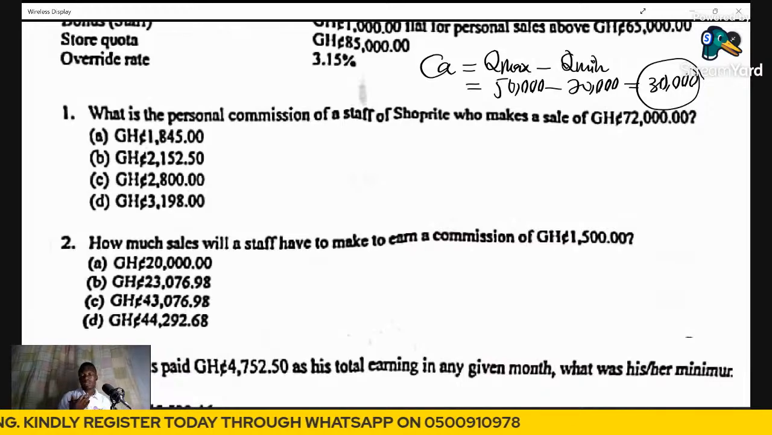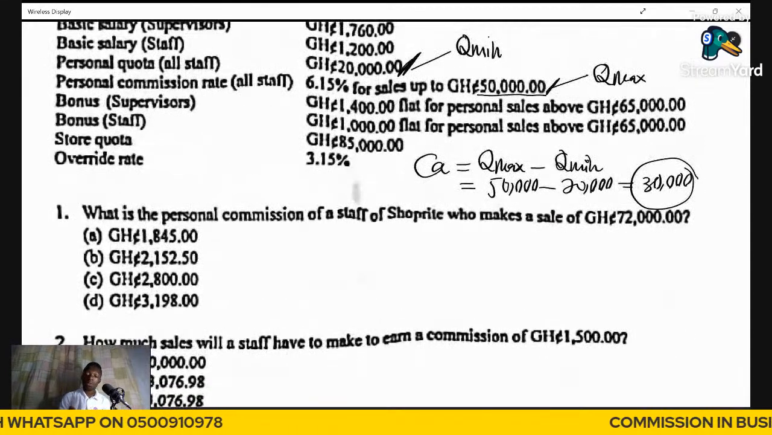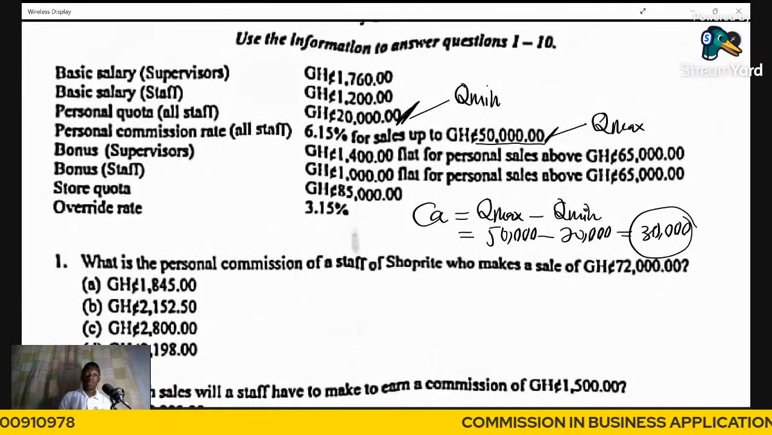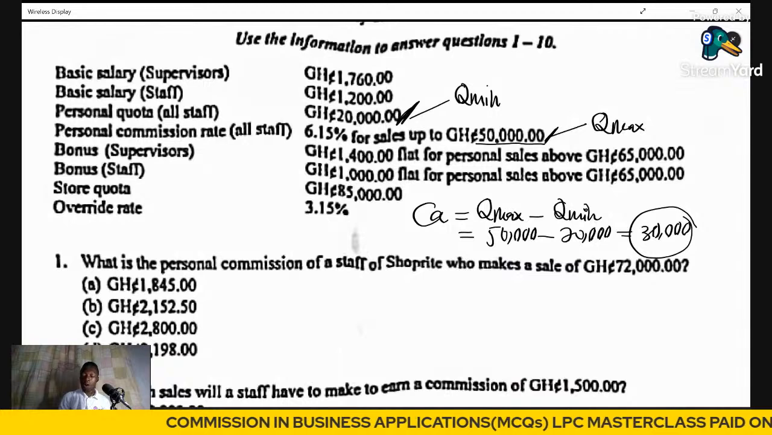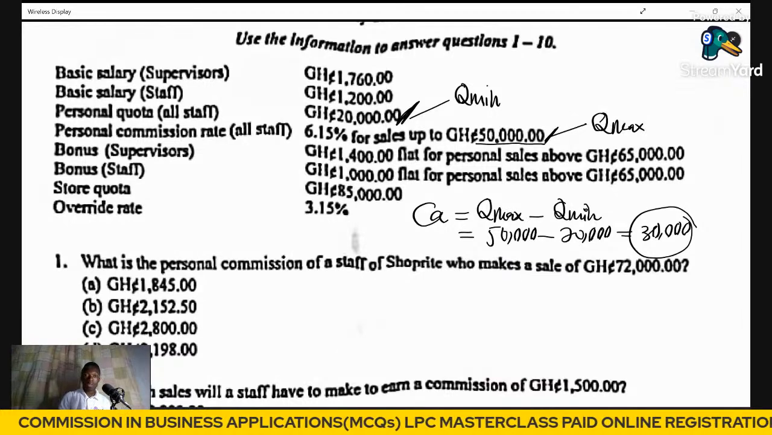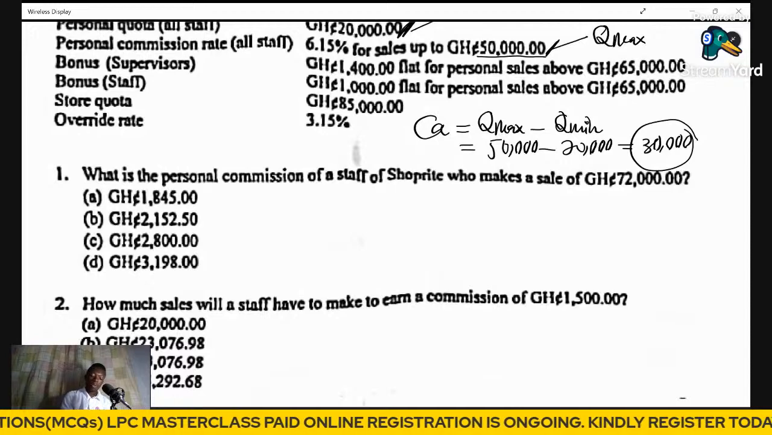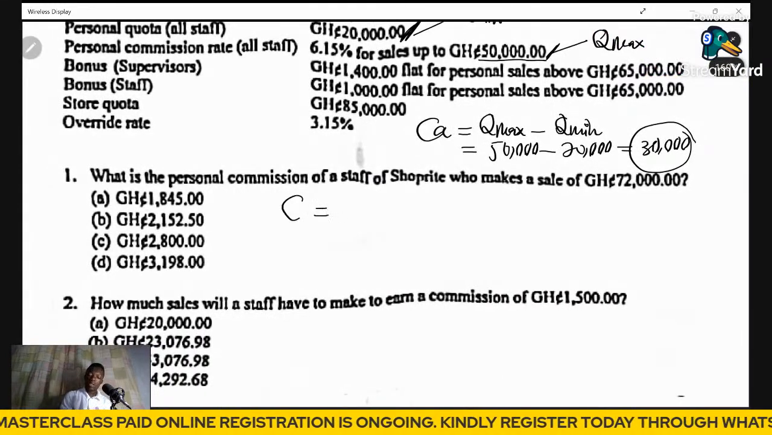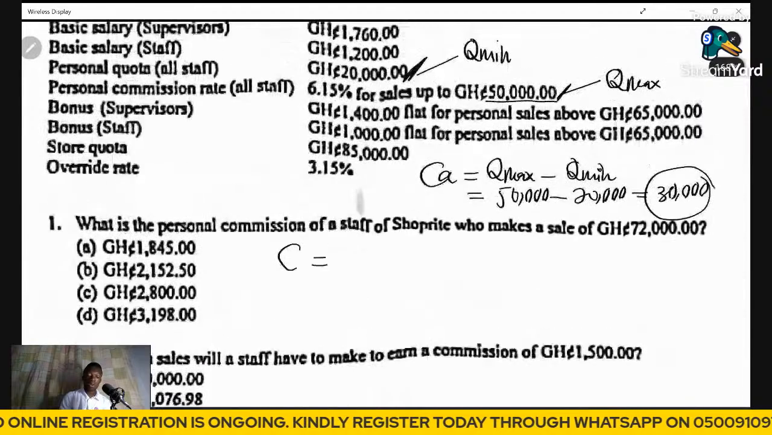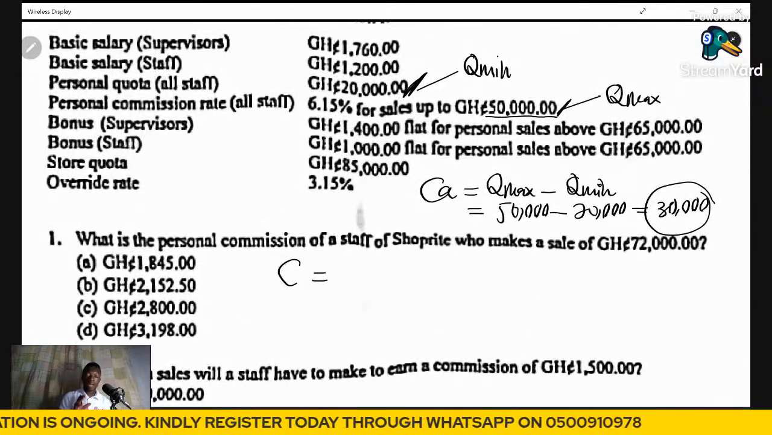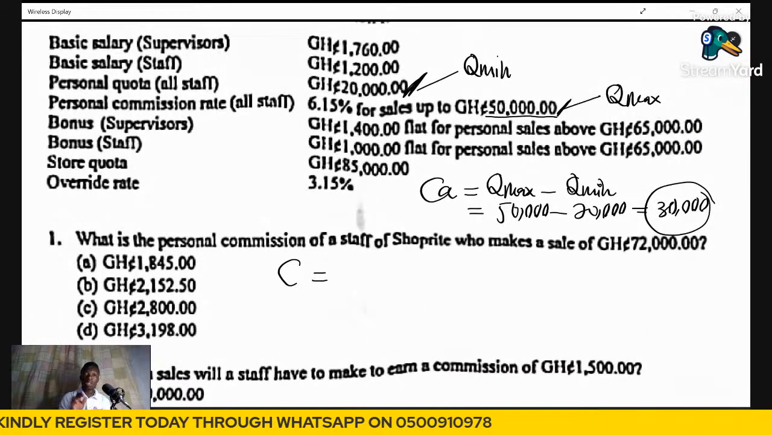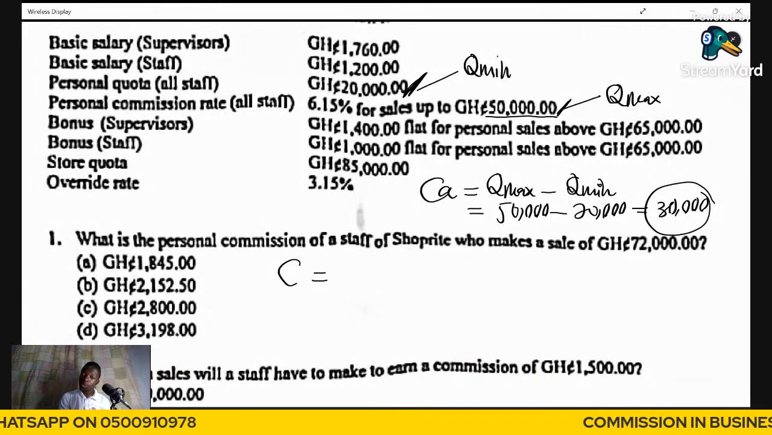So in this case, this staff has a sale of 70,000, which exceeds the maximum quota of 50,000. So this staff will earn a full commission amount on the 30,000. To determine the commission, it is the difference between, because the staff was restricted, that for him or her to earn a commission, he or she must exceed a minimum quota of 20,000 up to 50,000.